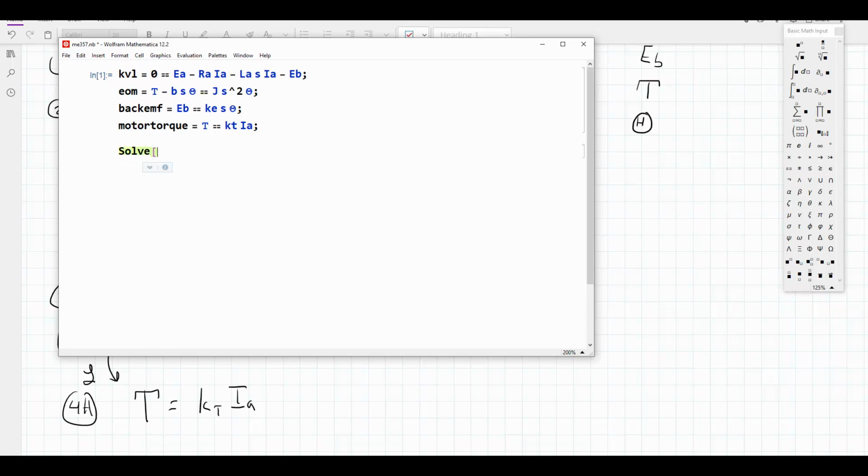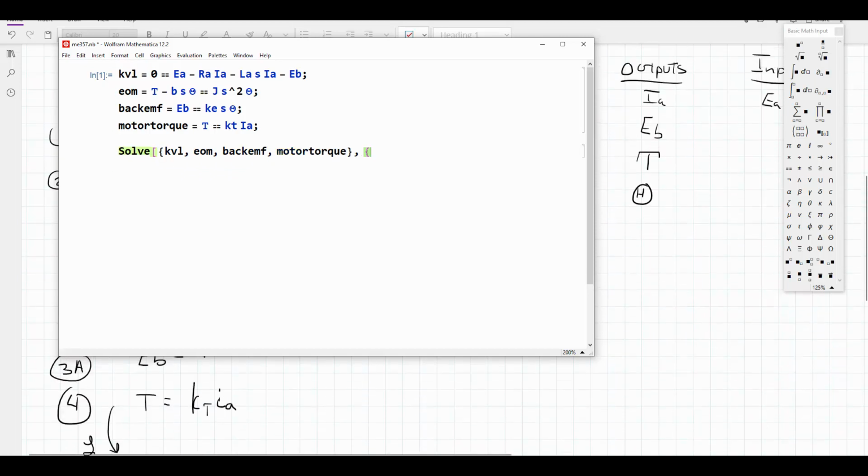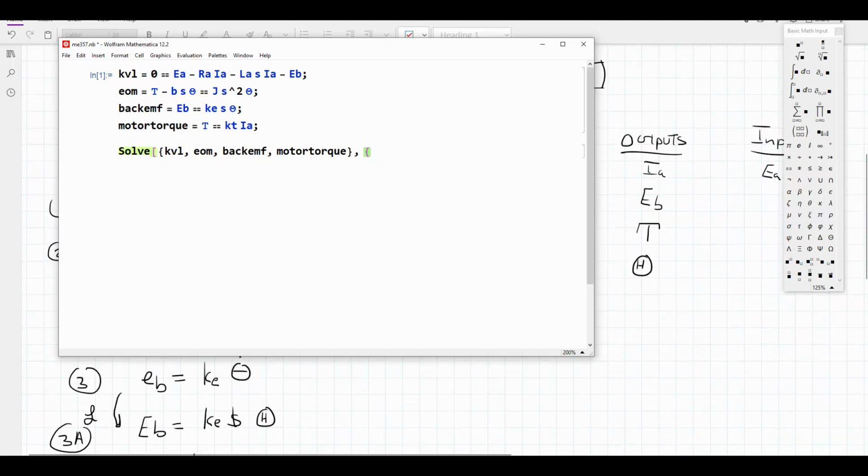So we want to solve this list. We have KVL, EOM, the back EMF equation, and the motor torque equation. For, let's look at our list of outputs here. We have IA, EB, fancy T, and capital theta. For equations for the 4 outputs that we can potentially find transfer functions for.